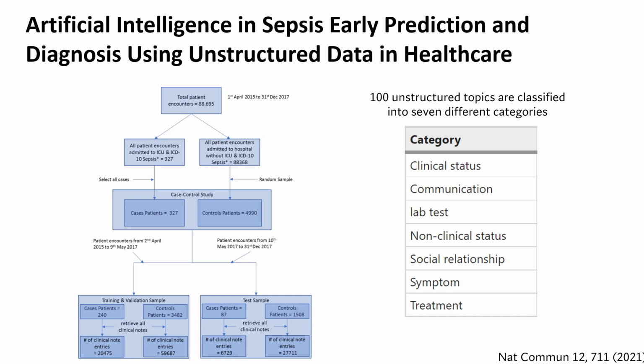And those unstructured topics were further classified into 7 different categories that included clinical status, communication, non-clinical status, social relationships of the patient, overall combination of symptoms, and ongoing treatment plans.